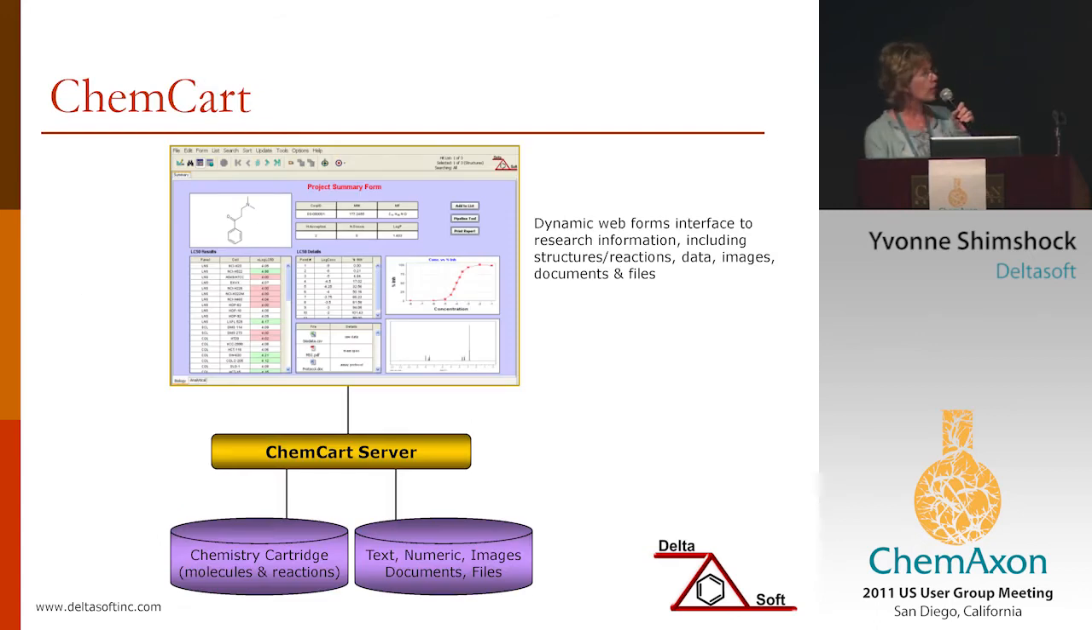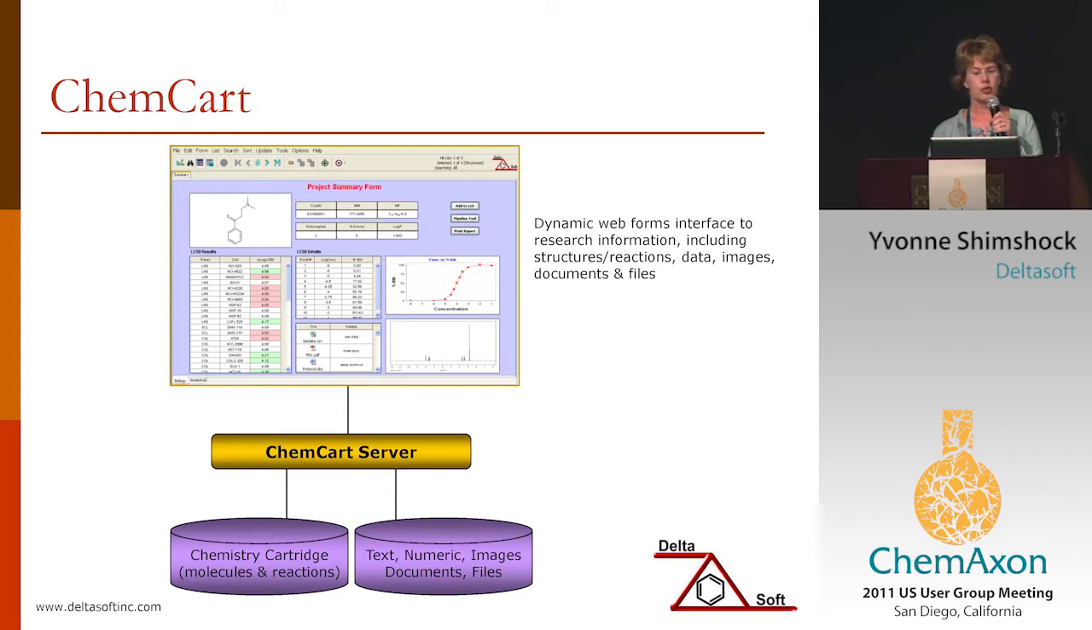Okay, a little bit more about ChemCart. I mentioned earlier that it's a configurable forms, web-based interface to your research data. So what I'm showing here is an example of a project summary application where I'm pulling together chemical structures, results, master detail results. I've got some documents that I'm pulling out of my database, some images, and even generating curve fits or scatter plots on the fly. So this is the web interface.